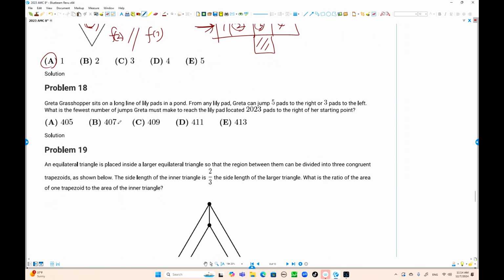Number 18, a grasshopper sits on a long line of lily pads. But it jumps 5 pads to the right. Okay, that's 5 pads to the right, and 3 pads to the left. They move this way. What is the fewest number of jumps it will take to reach the lily pad 2023 to the right of here, from here, 2023.